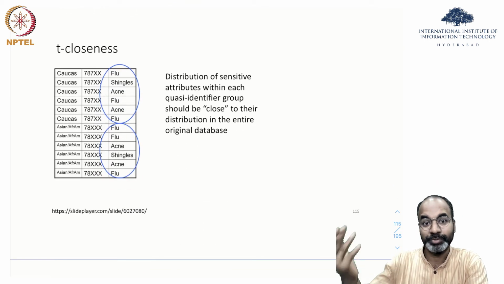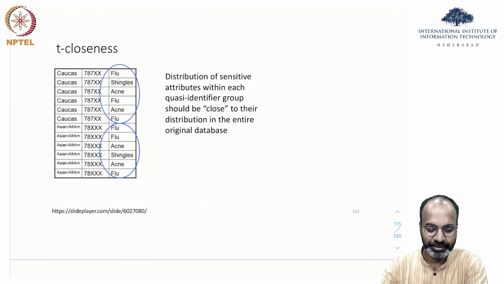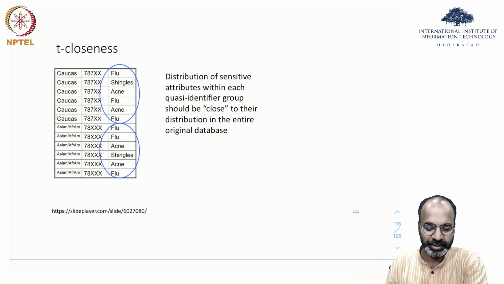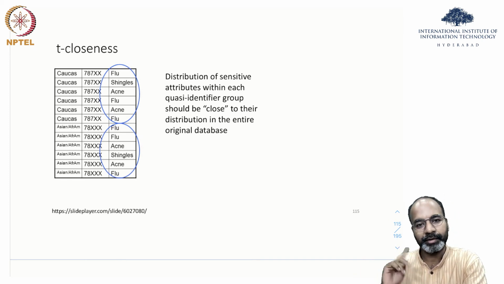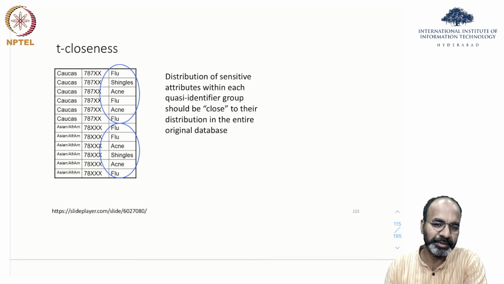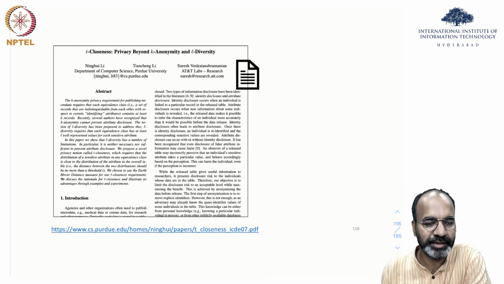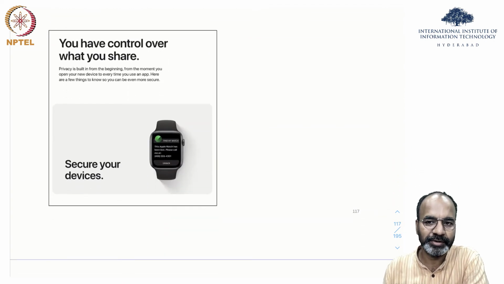Now, can we actually move beyond the semantic? That was the T-closeness idea. The distribution of a sensitive attribute within each quasi-identifier group should be close to its distribution in the entire original database, right? That's how they measured this T value, depending on how close or how far they are from the original distribution of the data. You could then say whether the data is anonymized or not.